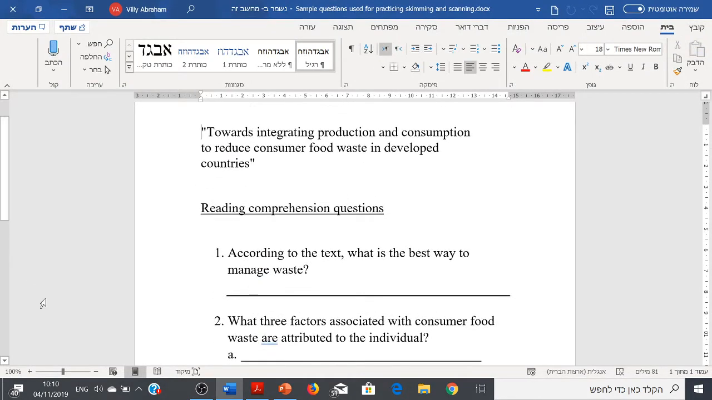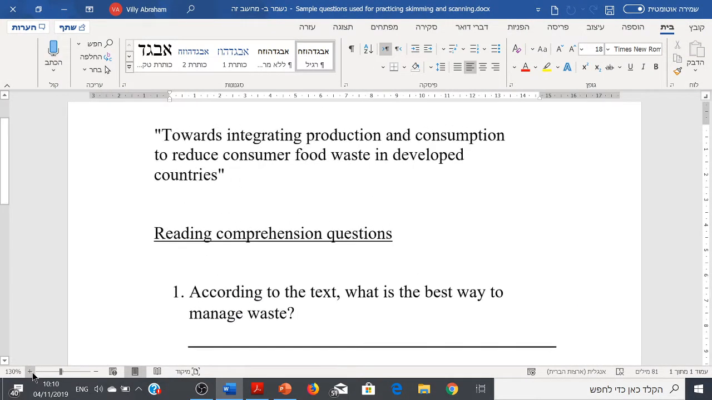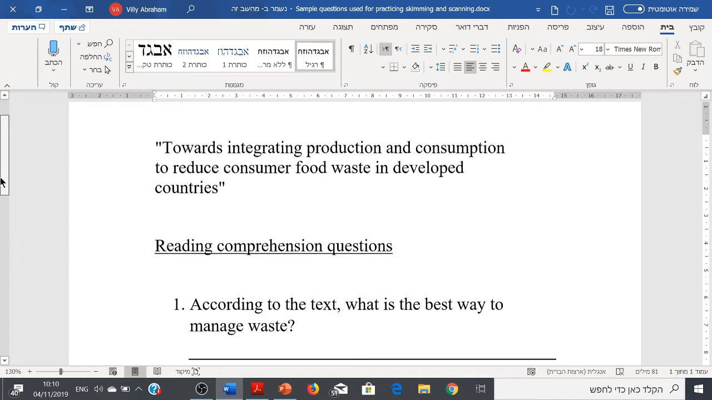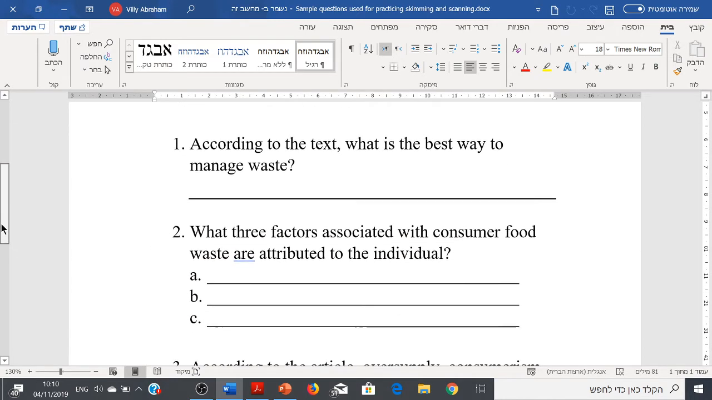So I've written 3 questions for this particular text, just for the exercise. So the first question is, according to the text, what is the best way to manage waste? Well, if you remember, after reading the question carefully, we have to underline a keyword. So what is the keyword, or in this case, the keywords? Well, what do we want to read about? We want to read about manage waste or managing waste. And we want to learn about how it is best to do this. So this is my keyword.